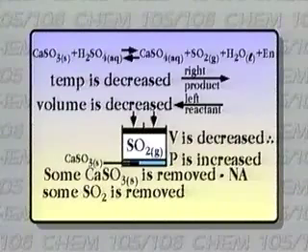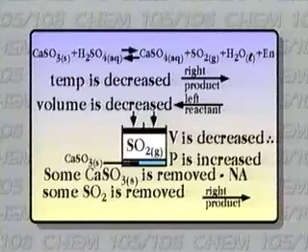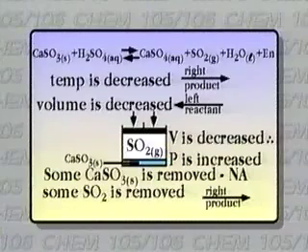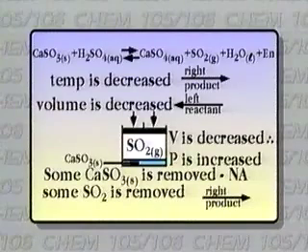So therefore, we would predict that it's going to shift towards the right, or we would say toward the product side. We're going to get then more calcium sulfate formed and more water formed and more energy given out if we decrease the SO2, because the system, to put it back, has to form more of those other things as well.